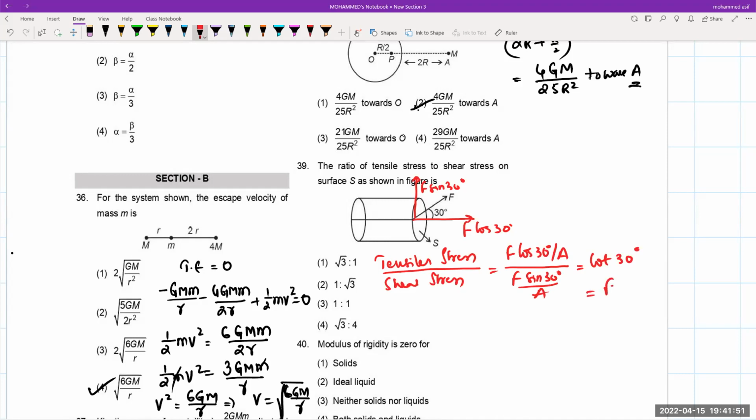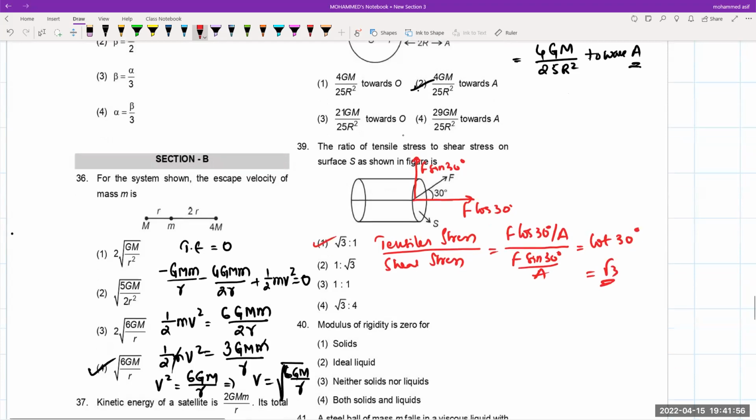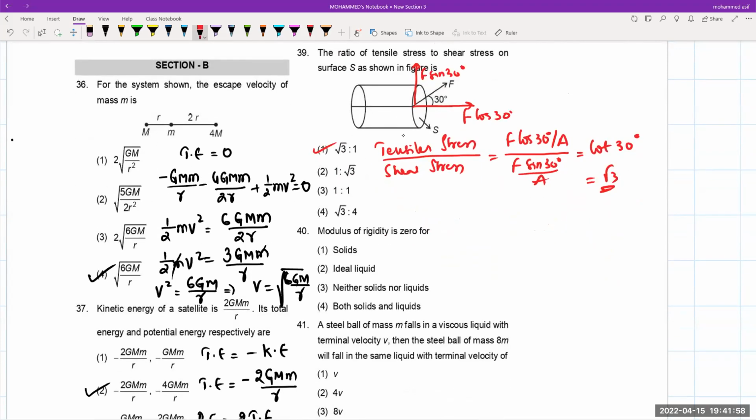So cot 30 matlab kitna? Root 3. So it is root 3 is to 1 will be the answer. The modulus of rigidity is 0 for ideal liquids.